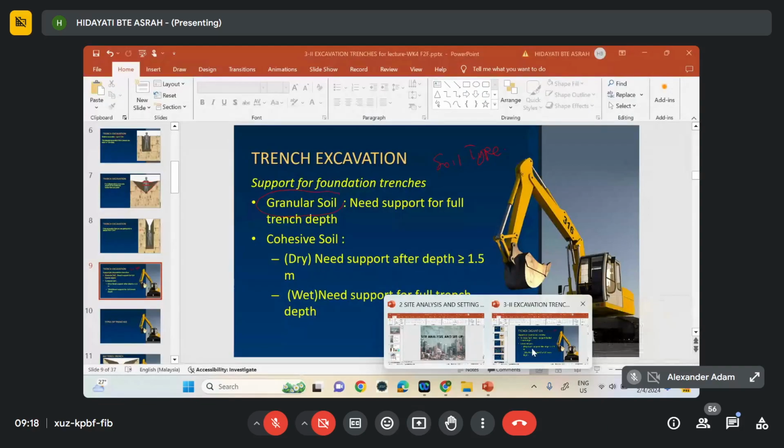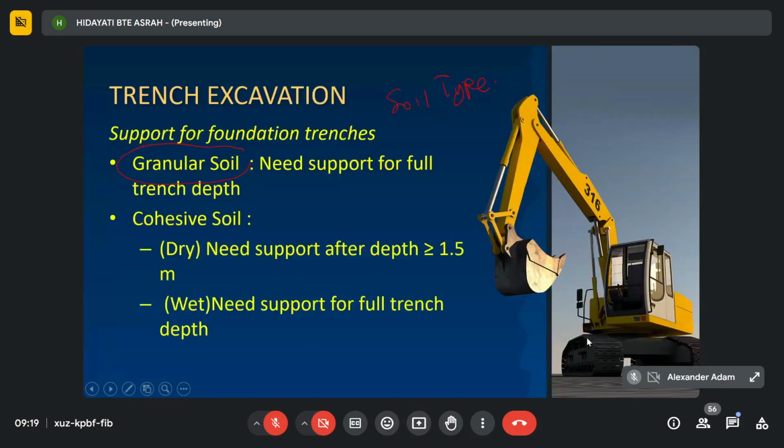Okay, so we proceed. You need to provide support to prevent the soil from sliding or collapsing when you're excavating trenches in granular soil. Okay, that is for granular.